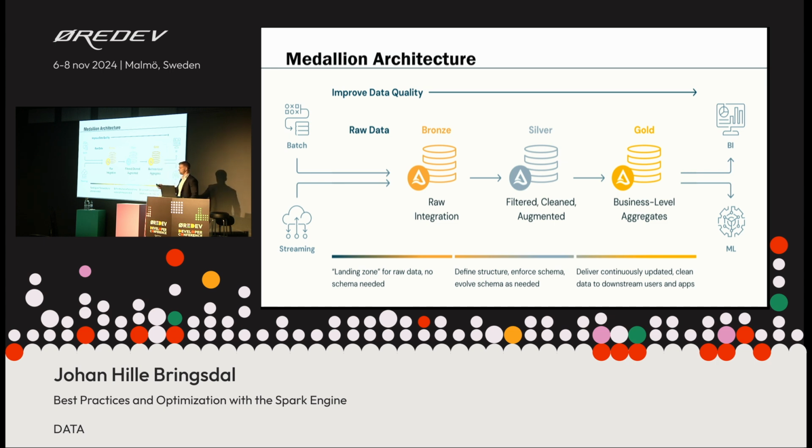Then you have the silver layer where you clean your data up and you maybe split it out into different entities. And this is something maybe data scientists can start using. And lastly, you have this enriched layer or the gold layer where your data is specifically curated for the needs of the BI consumers or machine learning consumers.